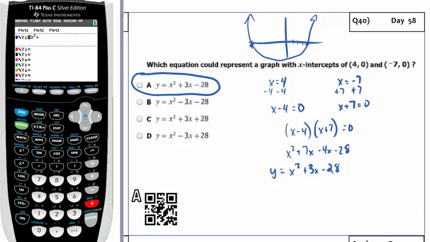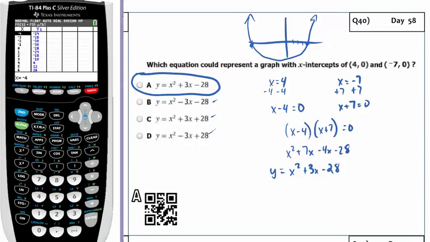So I'm going to type in x squared plus 3x minus 28. And it's not going to be time consuming to check this way, but to have to type in all 4 to try and figure out which one is the right answer, that's when it gets time consuming. So I'm going to go to my table and I'm going to look for the points (4, 0), which is right here, and it works, and (negative 7, 0), which is right here, and that works. So this is going to be the only equation that has those 2 solutions. All right.